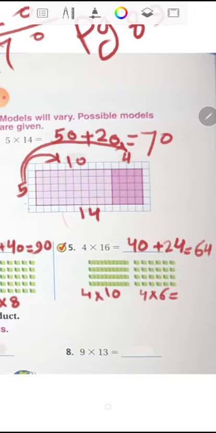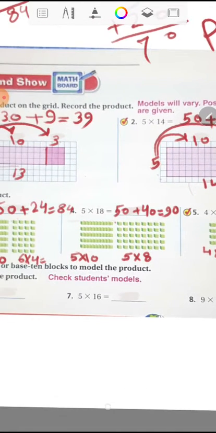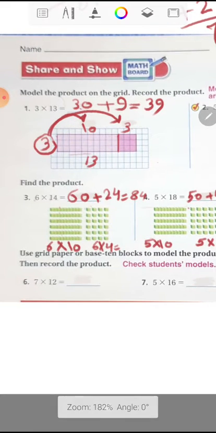Okay, let's continue on number 6. Now here you can use a grid paper or base 10 blocks to model the product. You can use any model to find the answer, base 10 blocks or grid. Okay, let's find the answer by using base 10 blocks.